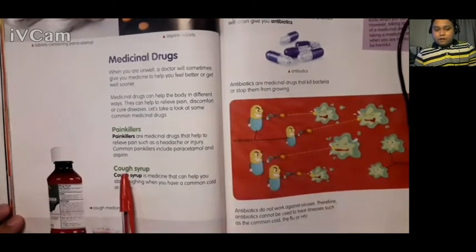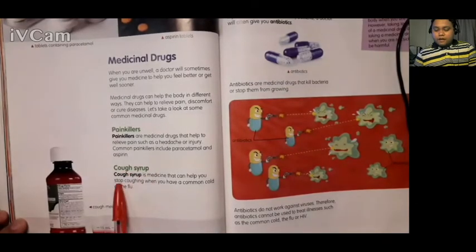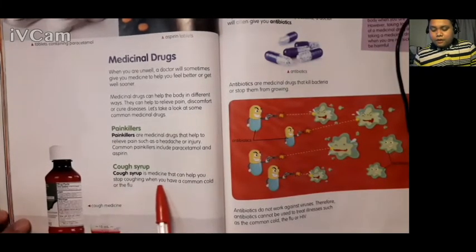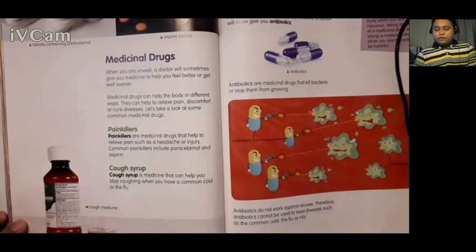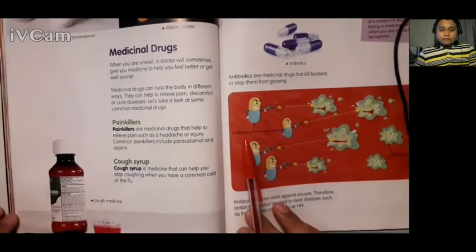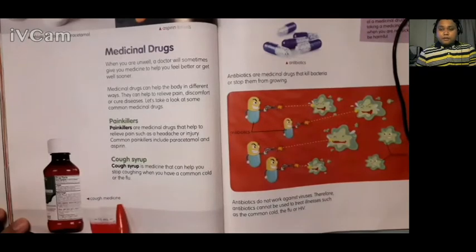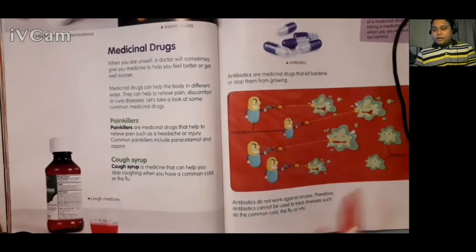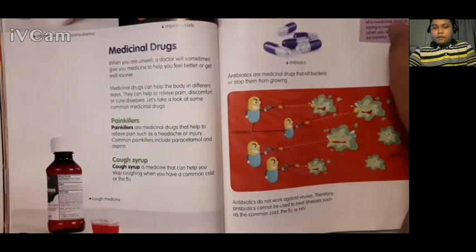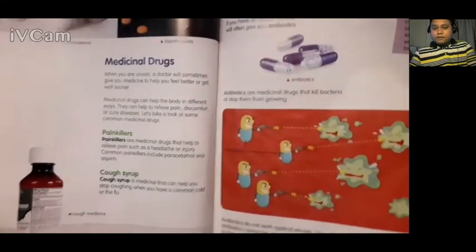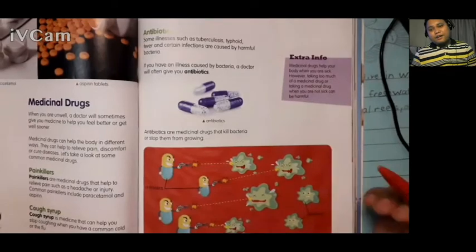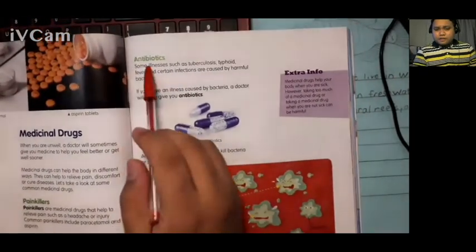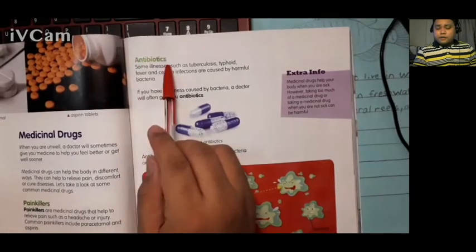Next we have cough syrup. Cough syrup is a medicine that can help you stop coughing when you have a common cold or the flu. So we have a cough medicine. It looks like this. So I'm sure you have encountered this kind of medicine. For me, yes, I have encountered a lot. Okay, next page we go to antibiotics.